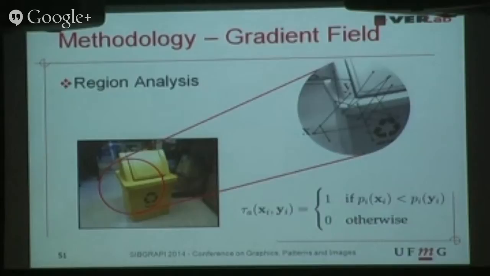As far as region analysis is concerned, we define the pairs like BRIEF does. So you have a region, and you have a distribution of pairs of points. And basically what you do, we're talking about the gradient field, you compare the value of the pixels in the extremities of these pairs of lines. For instance, if the intensity here is smaller than at this point here, you set this to 1. We're talking about a binary descriptor. And otherwise it's 0.